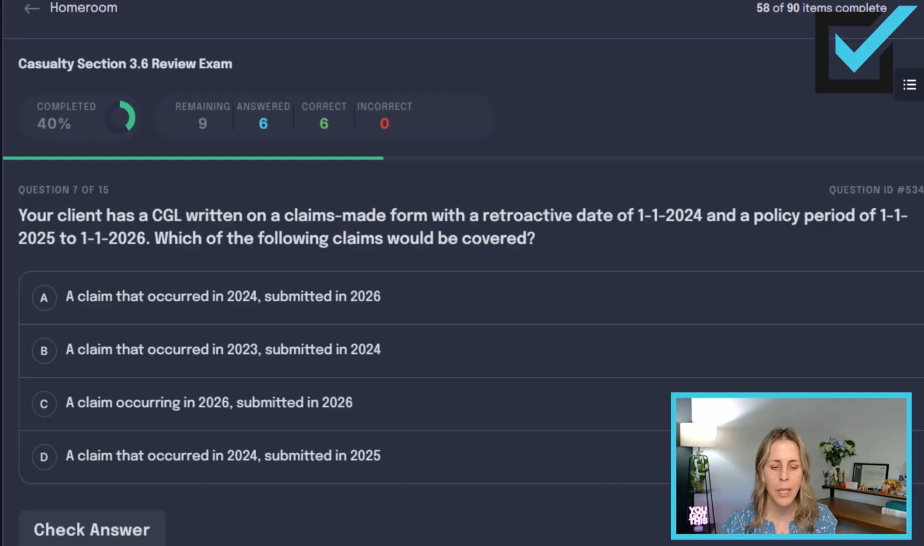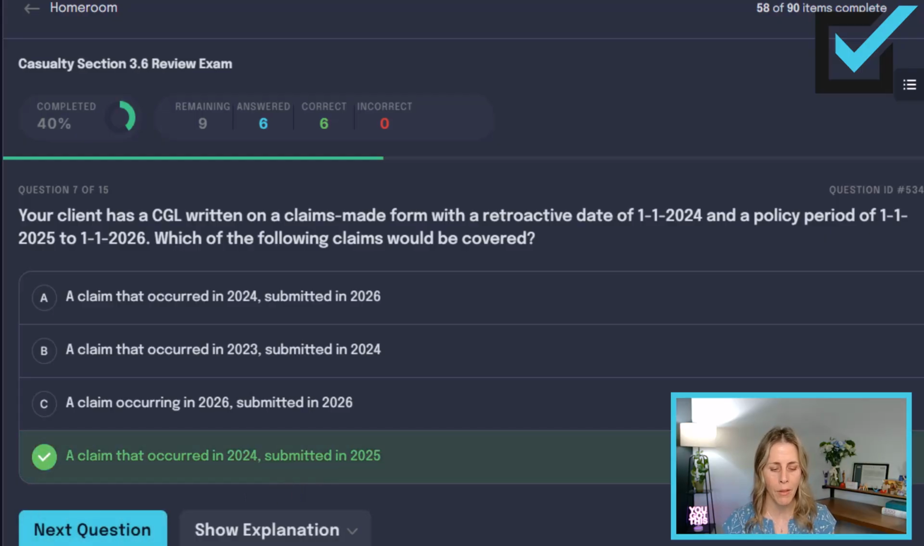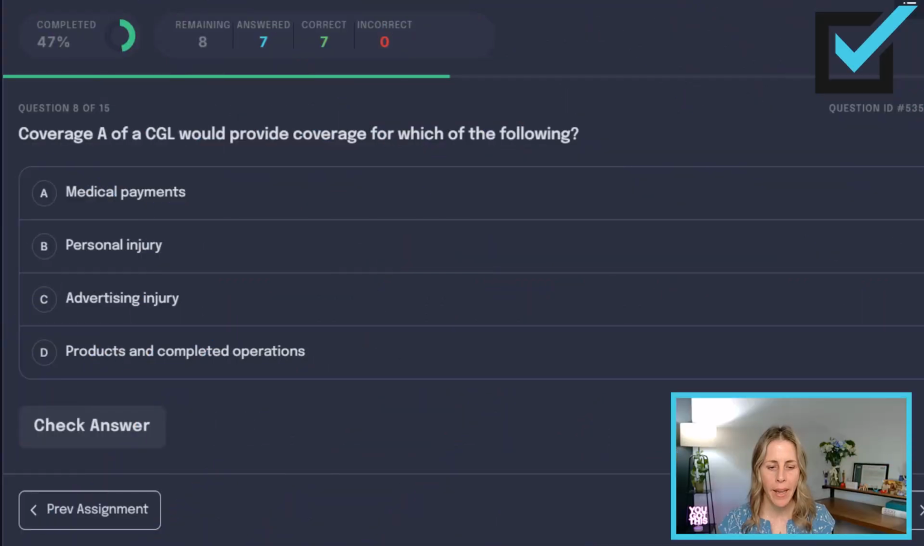And then the policy period goes until 1/1/2026. So a claim that occurred in 2024, submitted in 2025, would be covered by this claims-made CGL. Coverage A of a CGL would provide coverage for which of the following? Medical payments, personal injury, advertising injury, products, and completed operations. Coverage A of a CGL is coverage for bodily injury and property damage to others.